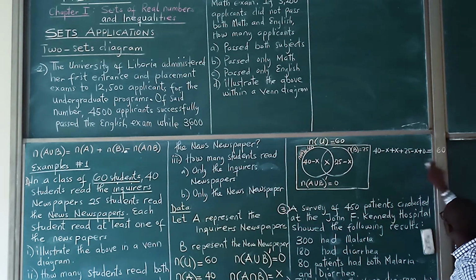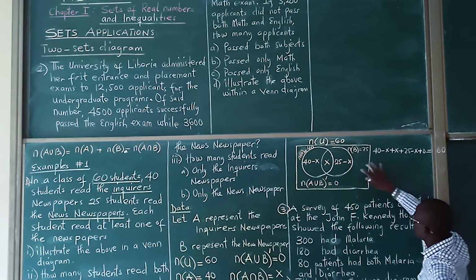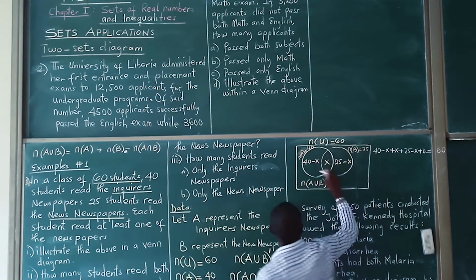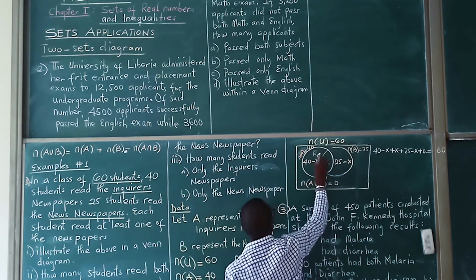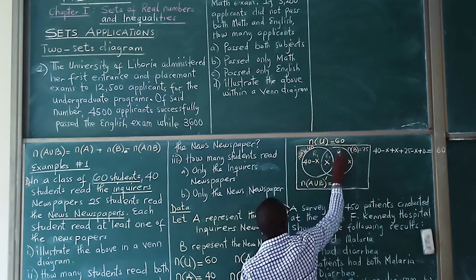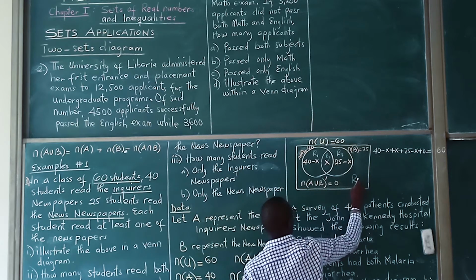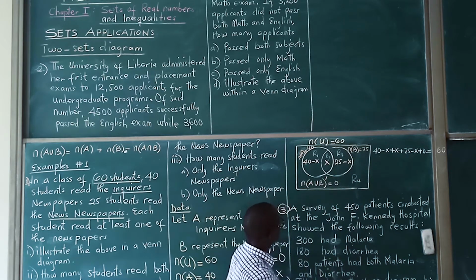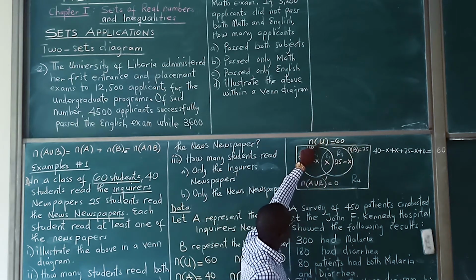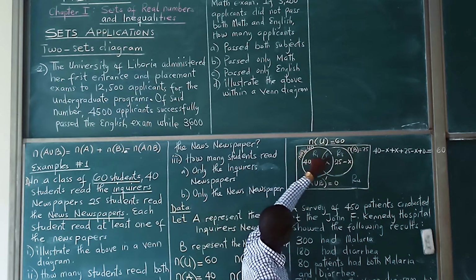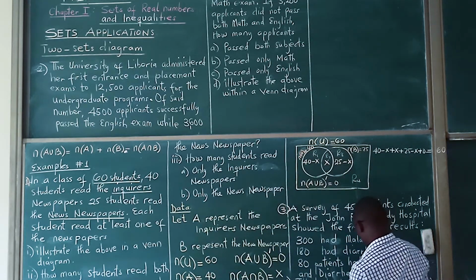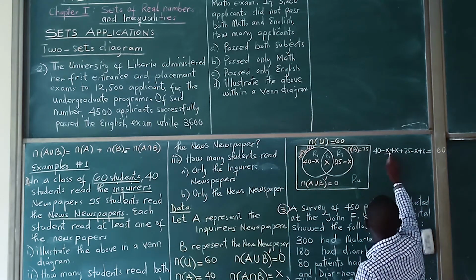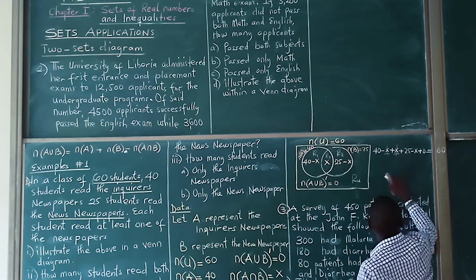Now, why did we do this? Because we told you that in this Venn diagram, there are regions: region 1, region 2, region 3, and region 4. So we said that the universal set is equal to the sum of the 4 regions. So that's how we got this. So we simplify. This is negative X, this is positive X, the two cancel.